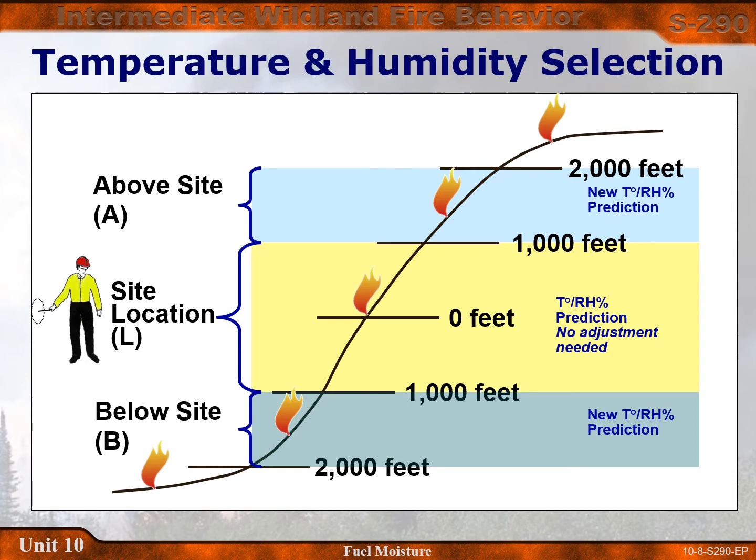If the site where you took your weather is above the fire by 1,000 to 2,000 feet, you're going to use the B column. If you're more than 2,000 feet above or below your fire when you take your weather, you'll need to take a different weather observation.